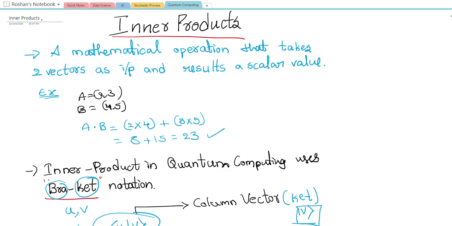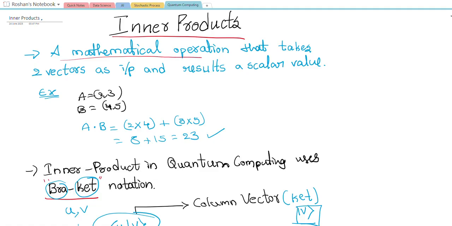In this video lecture, I am going to explain about the inner products. Because in quantum computing, all the mathematical representations for computation will be done with vectors. So it is very essential to understand the vector operations and computation. So what does the inner vector mean?